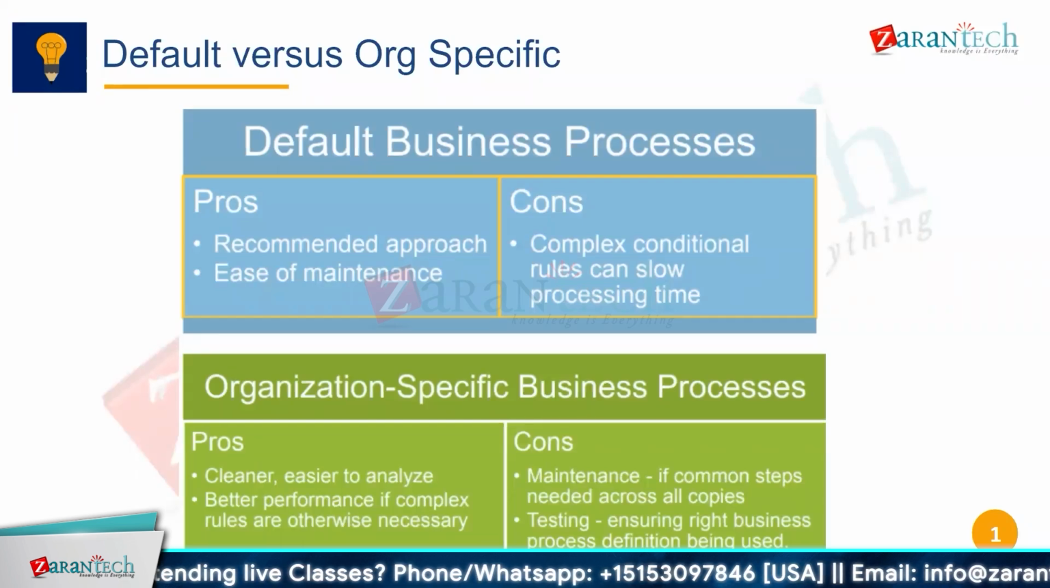You need to go to each of the copies of your business process and apply those common steps that you may need in all that type of business processes. Testing, ensuring the right business process definition is being used. So the rules and definition of who is allowed to use that business process, which super org is allowed to use it, which members of that super org are able to use that copied business process or are able to use a default business process. So such testing would be required when you're running organization-specific business processes.